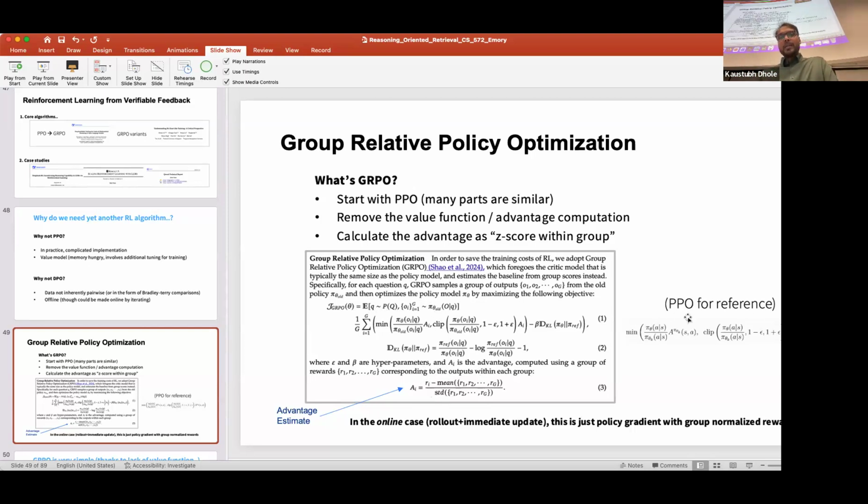So this was the PPO, just for reference, and it had this clipped advantage function. So that is essentially what we see here. Only now we have a summation over all the group rollouts. So yeah, any questions here? Okay.